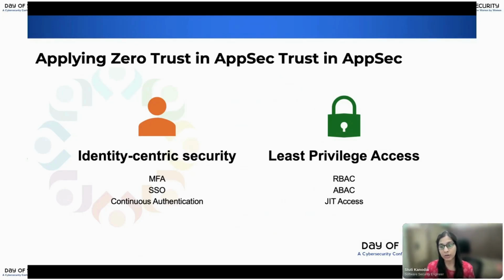That could be 8 hours or 7 hours or 24 hours. Once the time is over, the access will be revoked. So that reduces the window of an attack by giving temporary access to a user. So these are a couple of ways we can implement least privilege access in application security.